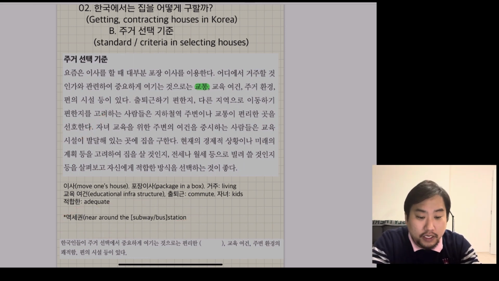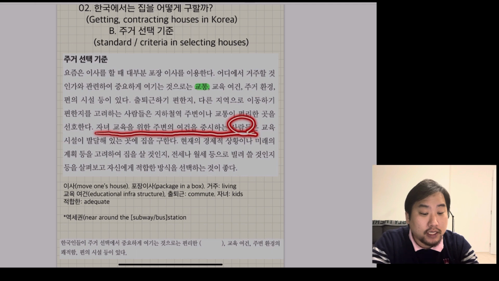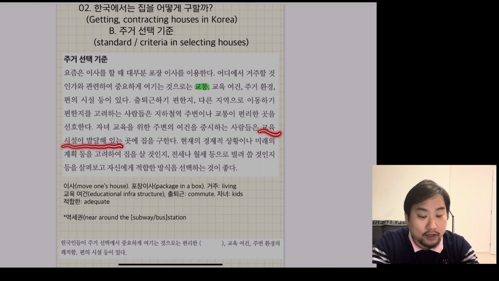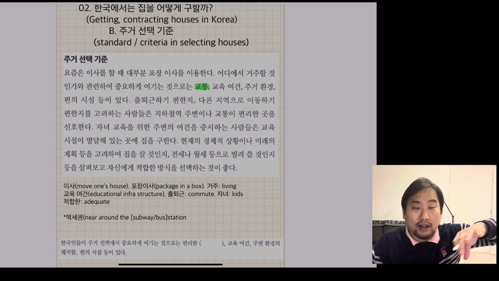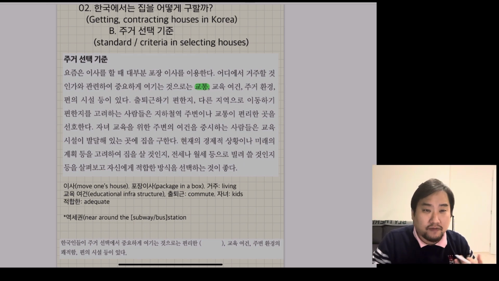And the other person who 자녀 교육을 위한 주변의 여건을 중시하는 사람들은 the person who considers more about the kids' education. 교육시설이 발달해 있는 곳에 집을 구한다. So consider more of kids' education. They want to live in a house near around good education facilities.